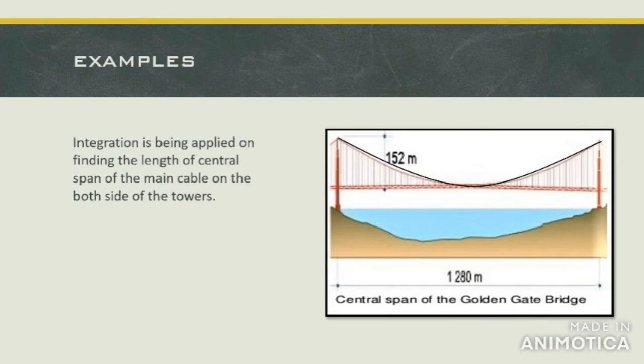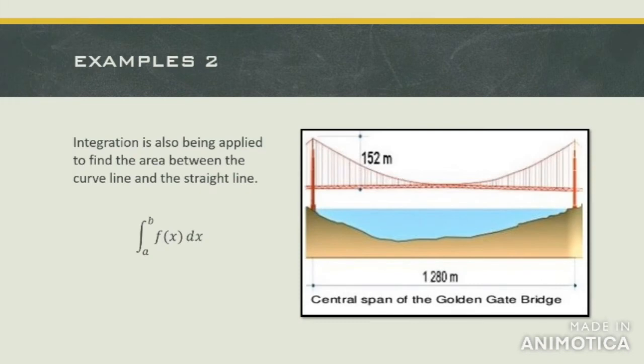Okay, so now let's take the Golden Gate Bridge as our example. Integration is applied in finding the length of the central span of the main cable on both sides of the towers. Another example is that integration is also applied to find the area between the curved line and the straight line. The area can be calculated using the equation given.